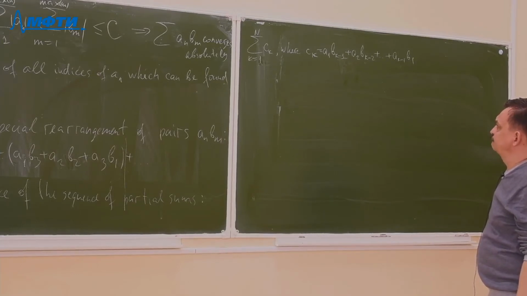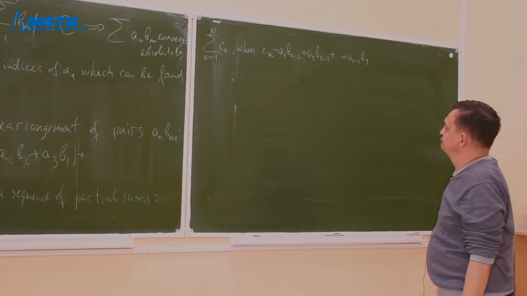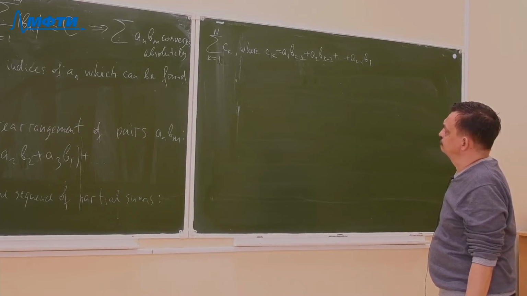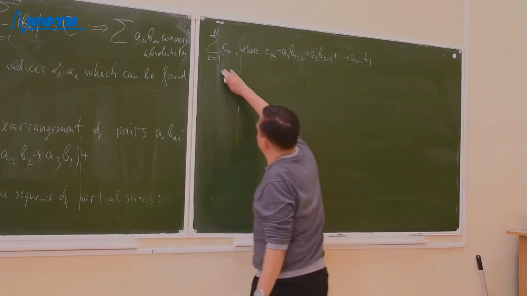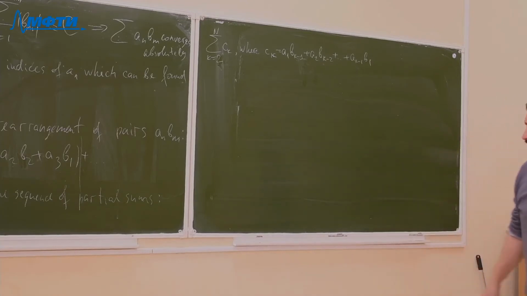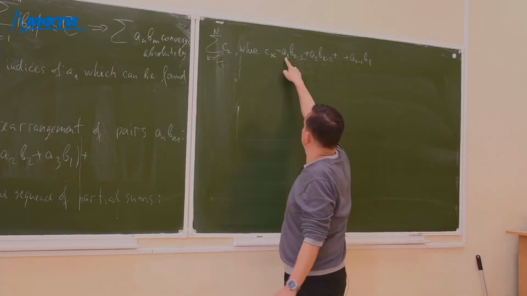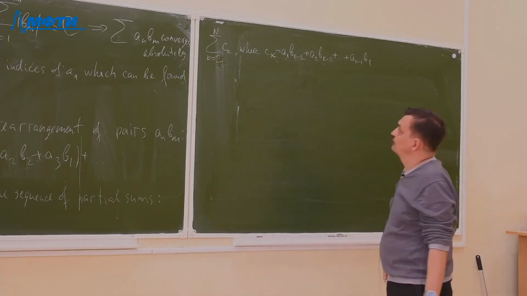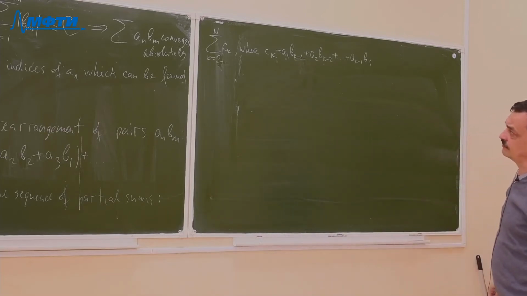No, I'll start with 2 because C1 is absent. K starts from 2. The very first, for k equals 2, we have A1 B1, and that's all.